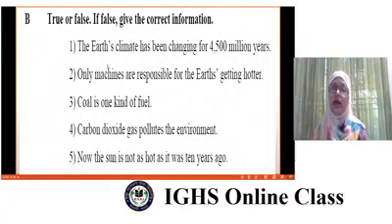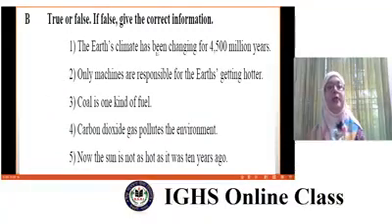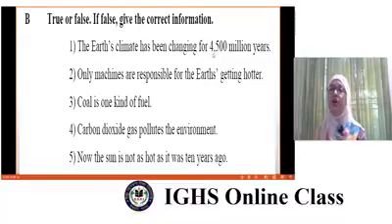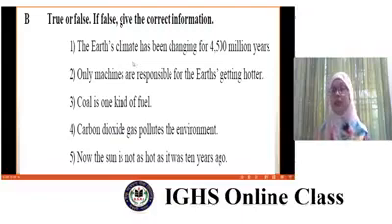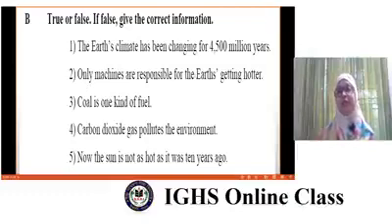So now let's see how far you have understood the text. Let's do some true-false activity. The Earth's climate has been changing for 4,500 million years. এত বছর ধরে 4,000-4,500 মিলিয়ন বছর ধরে পৃথিবীর ক্লাইমেট চেঞ্জ হচ্ছে. Is it true or false? Look back to the text and find out your answers. Only machines are responsible for the Earth's getting hotter.